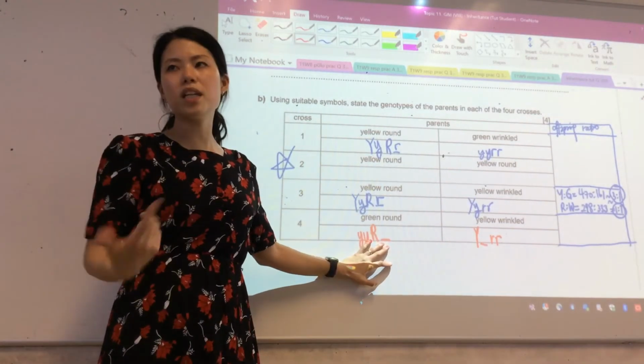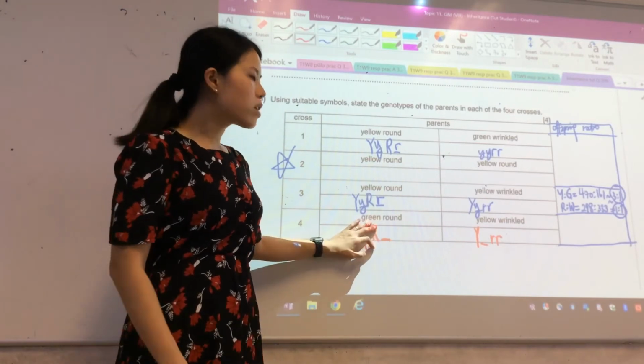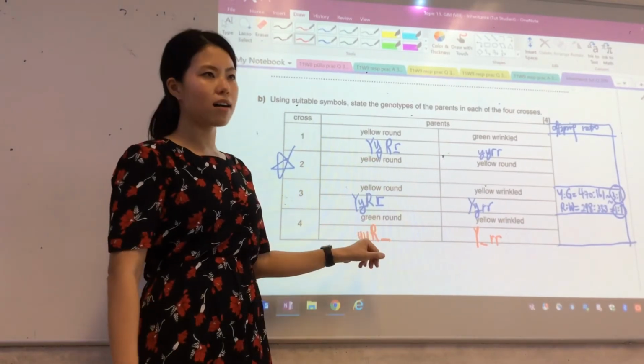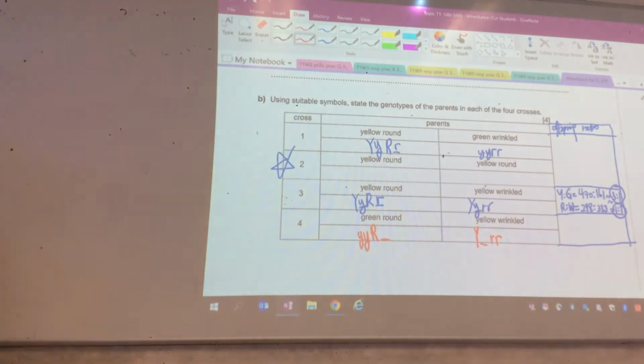But then later on, we need to see the results. To get results of all yellow and all round, they must all be homozygous. So based on the offspring ratio, it has to be all homozygous.